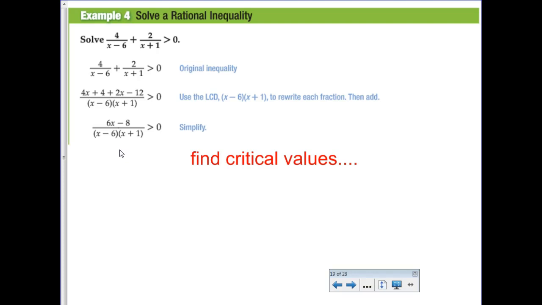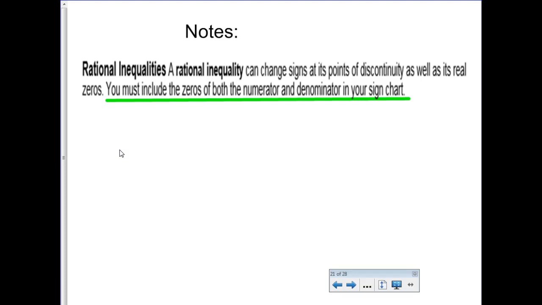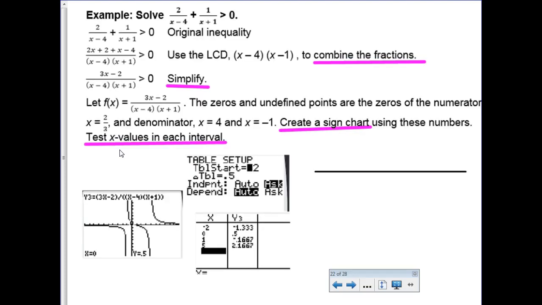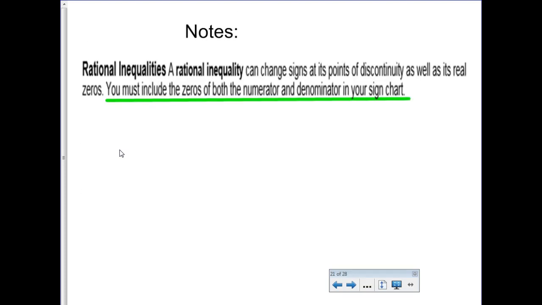She uses the word critical values here, and this is a good note. I think on your notes, maybe right here, it says that you must include zeros of both the numerator and the denominator, because any points of discontinuity are a 0. So if you want a shorthand way of saying that, numerator and denominator equal to 0. Those would be all of your critical values.